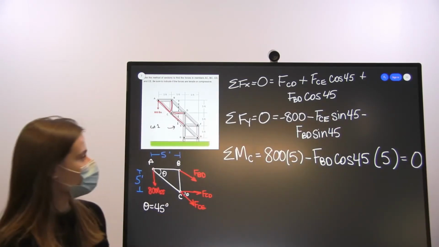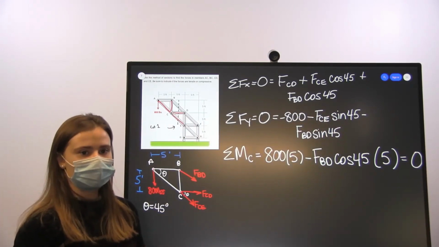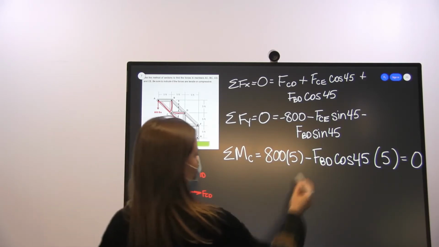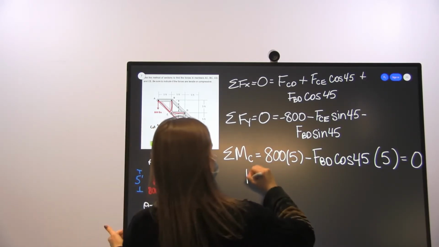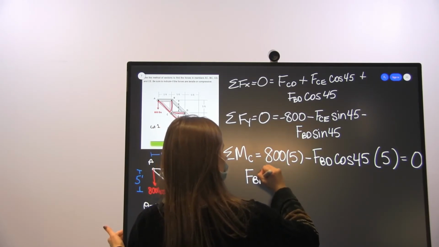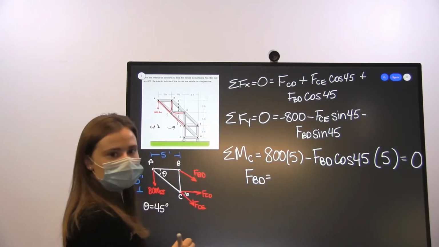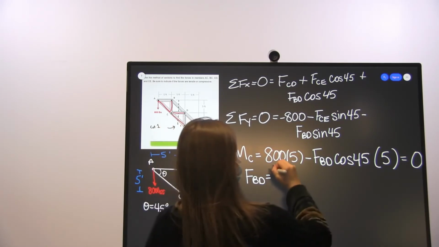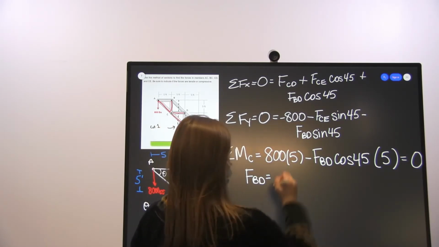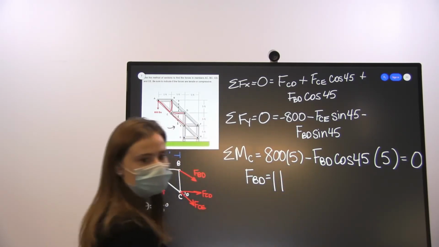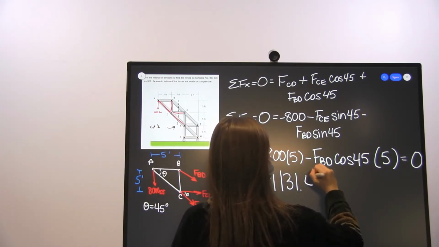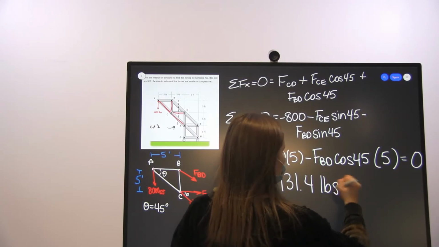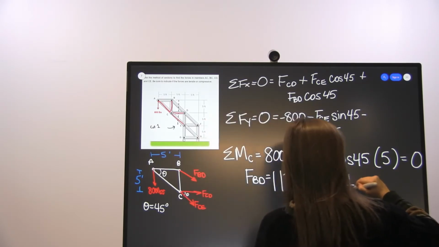So now that we have these equations here, we can solve for force of BD. When we do that, we find force BD is equal to 1,131.4 pounds, and it's positive, so it's tension.